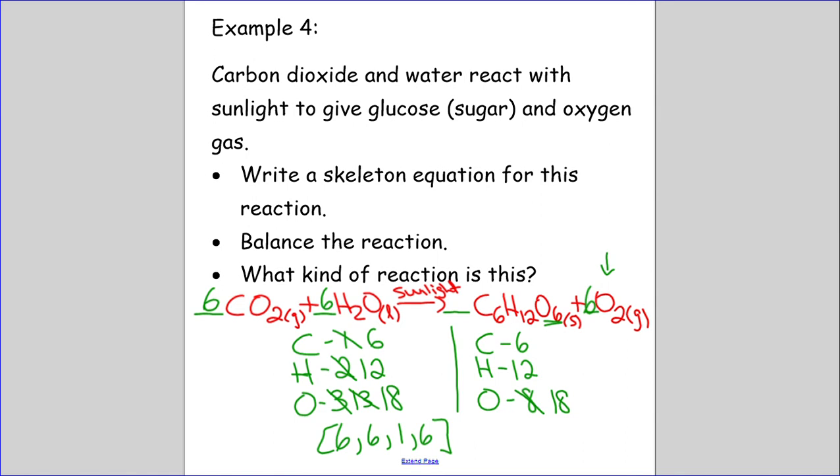And what kind of reaction is this? So it's something that takes in carbon dioxide, takes in water, and it releases oxygen and sugar. Any idea what kind of reaction would take in carbon dioxide, a little bit of sunlight, water, and release oxygen? It is photosynthesis.